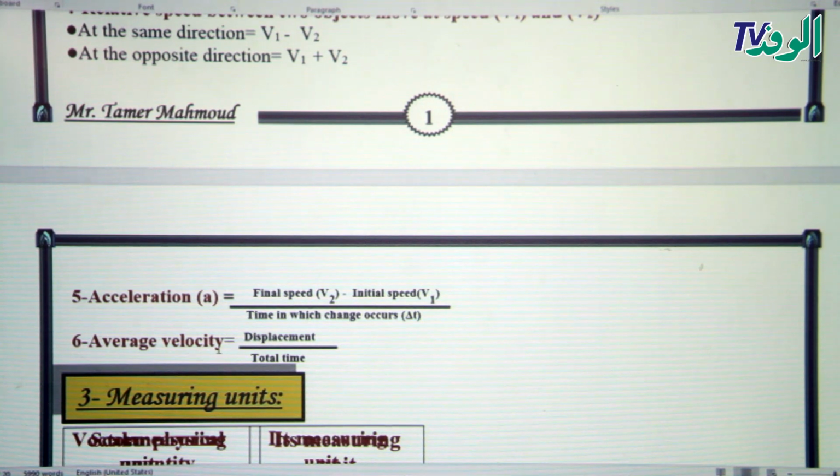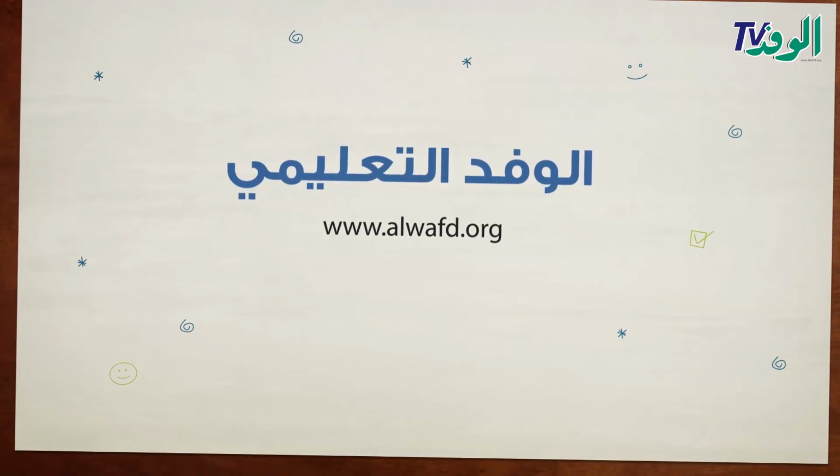The last law is the average velocity. The average velocity equals the displacement divided by the total time. With the end of this law, this is the end of the first part of our revision of the unit 1 laws. We will come back to you, God willing, with the measuring units and main give reasons.